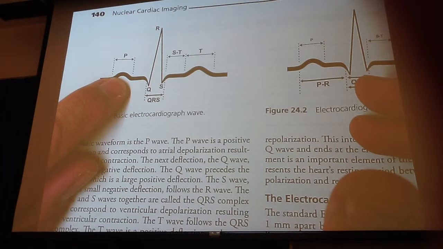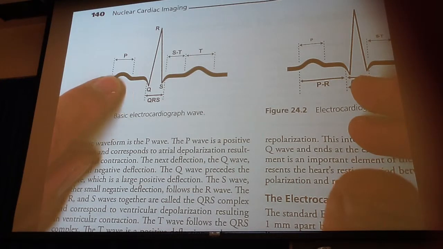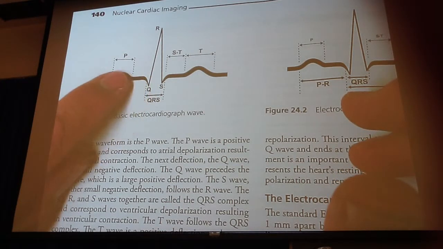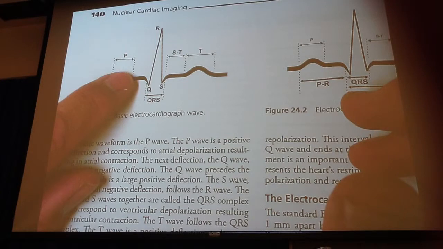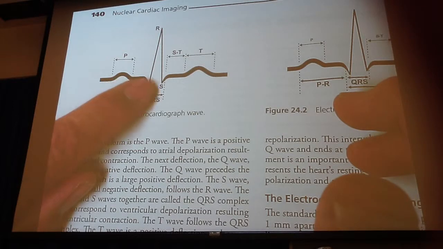So that pumps blood where? Where does the blood go when the atria contract? Okay, it goes into the ventricles. Now the PR interval, remember we said this is the time from the initiation of the electrical activity. What is this line between, this PR interval, what does that represent? Contraction of both left and right atria?